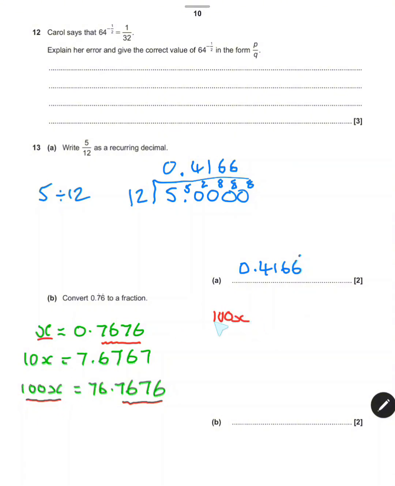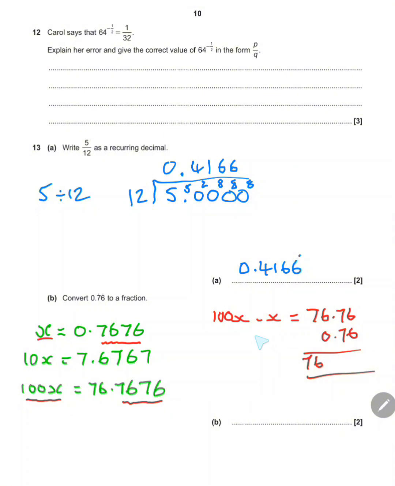100x take away 1x is the same as 76.76. And I could write 76 again, but I'll not bother. Take away 0.76. And because of that perfectly matching decimal, these all vanish. 6 take 6 is 0. 7 take 7 is 0. And I'm left with 76 take 0, which is 76.